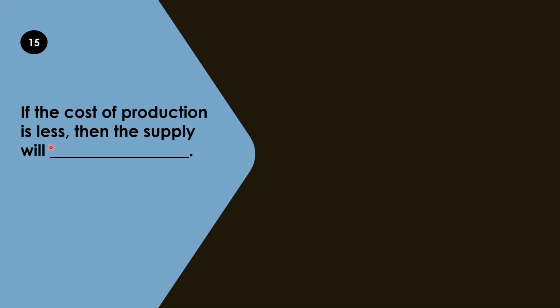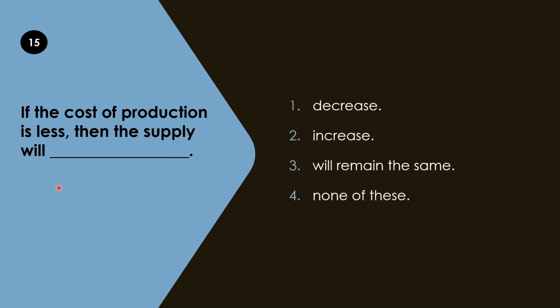If the cost of production is less, then the supply will dash. Okay, what do you think the answer would be? Will it decrease, increase, remain the same, or none of these? Now, these types of questions are again very important. Again, analytically, you should look at them. Now, cost of production might include your raw material cost, lower wages, isn't it? Or if the government is giving you subsidies. So all these are factors which affect your supply.